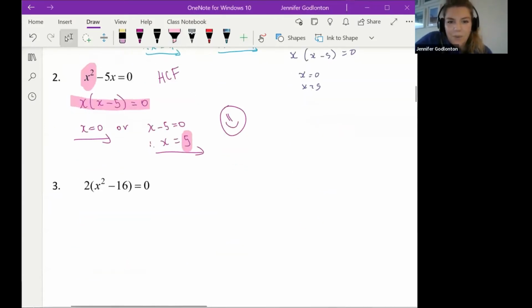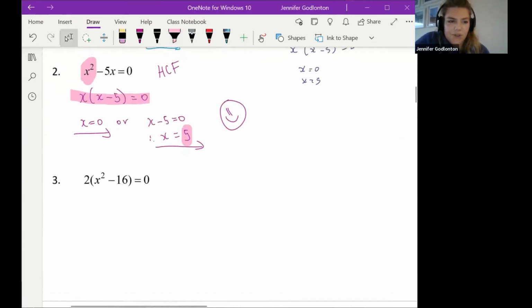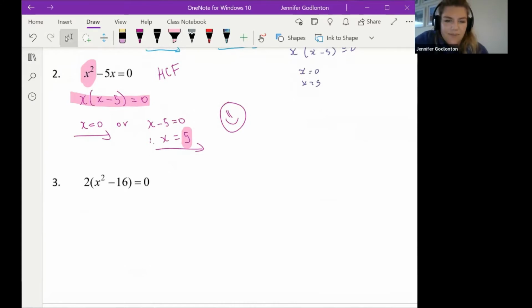Okay, let's try one more, and then let's jump into some trickier ones that we're going to deal with today. Okay, so we've got 2 open bracket x squared minus 16 close bracket equals 0.